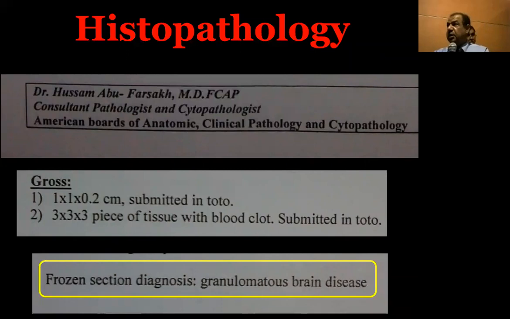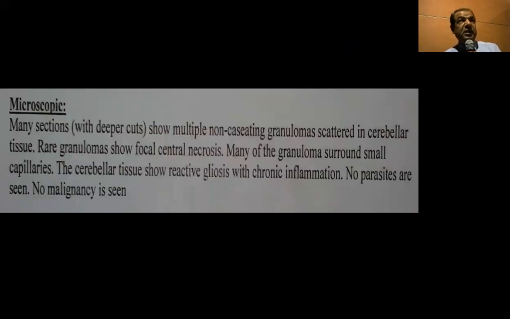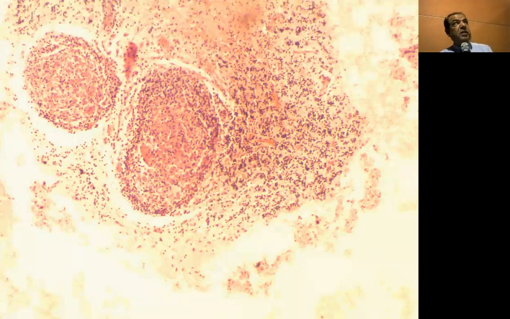This is a case where we saw many granulomatous diseases. We called it multiple non-caseating granuloma. TB is known for its caseating granuloma, but TB can also cause non-caseating granulomas, especially in miliary TB. So don't wait for caseation to call it TB. Many TB cases that we see are not really caseating granulomas. This is cerebellar tissue, and there are 3 granulomas here, one of them near a blood vessel. This is a typical miliary TB granulomatous disease.